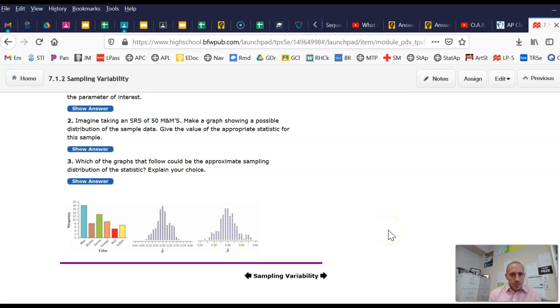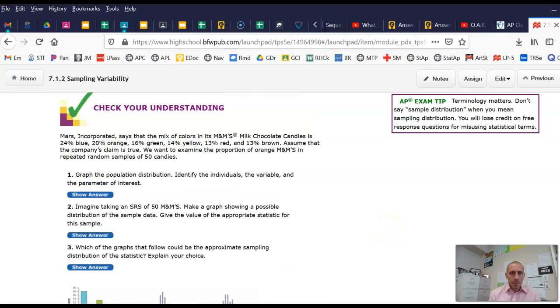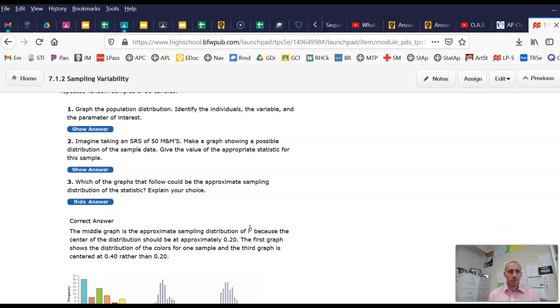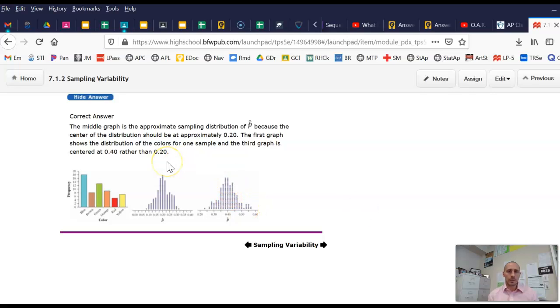Okay, if we know that, what did they say? The claim is 20% are orange. Then on average, 20% of the candy should be orange more often than anything else. So if I look at graph 2 and 3 here, graph 2 is centered at 20%, graph 3 is centered at 40%. So this middle graph would be the correct choice of an approximate sampling distribution. And they just talk about the fact it should be centered at that point too. And that's why it's that middle choice and not the one on the right.